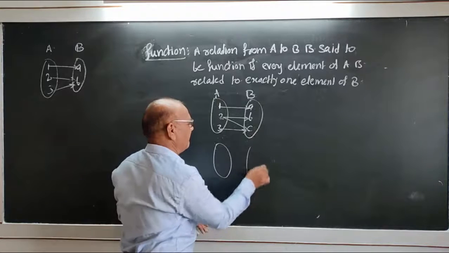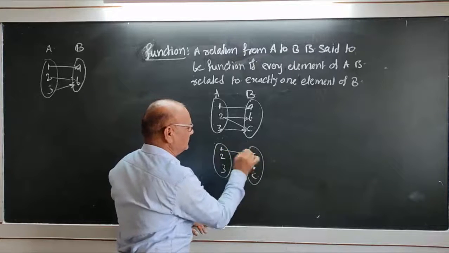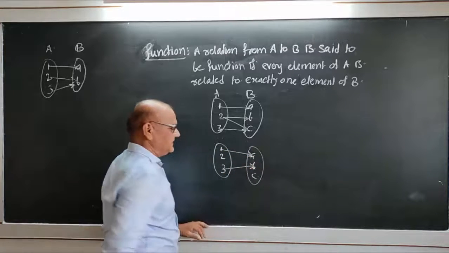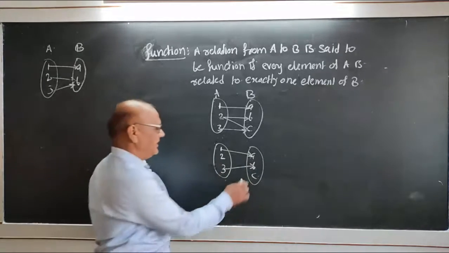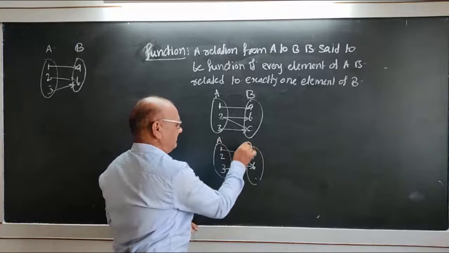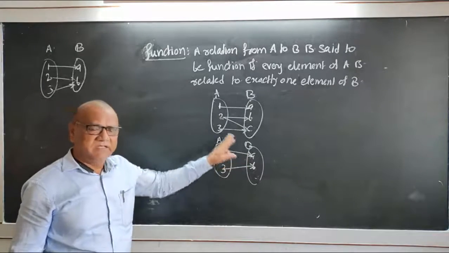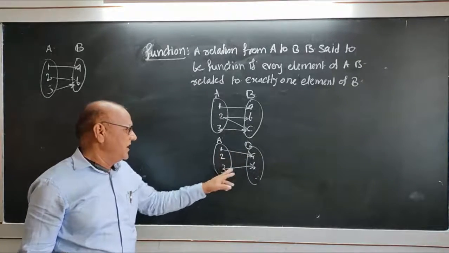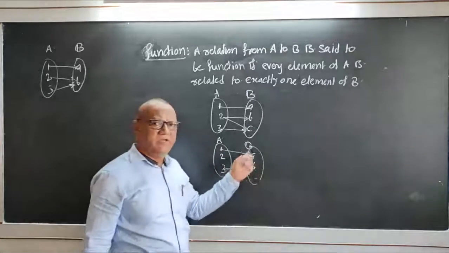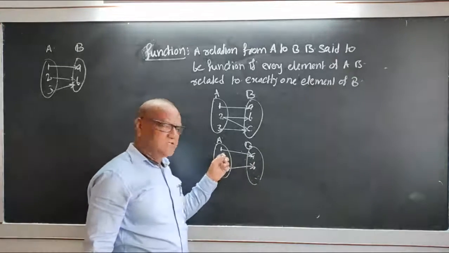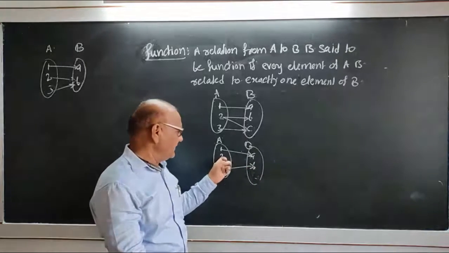Suppose like this: 1, 2, 3 and a, b, c. 1 goes to a, 3 goes to b. This is also a relation. Or suppose here A, here B, only 2 elements present in B. This is a relation, but this relation is also not a function. Here 2 is not related to any element of B, so it is not a function.